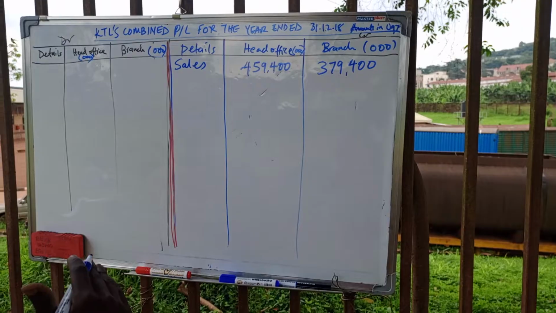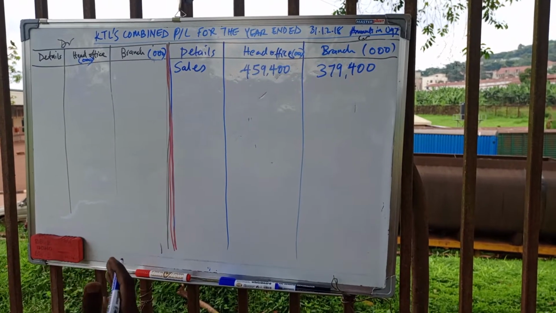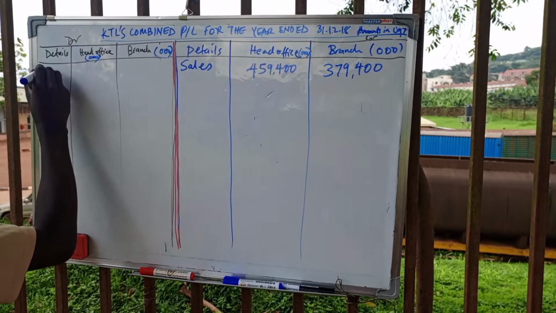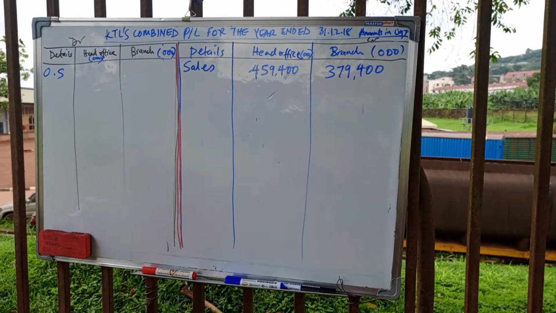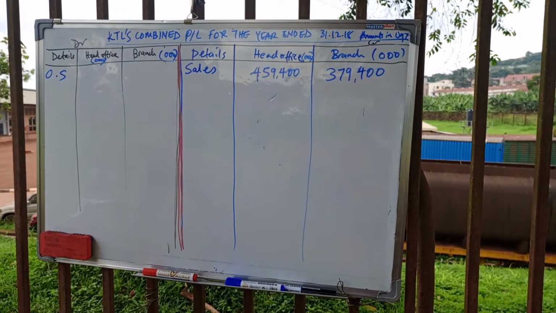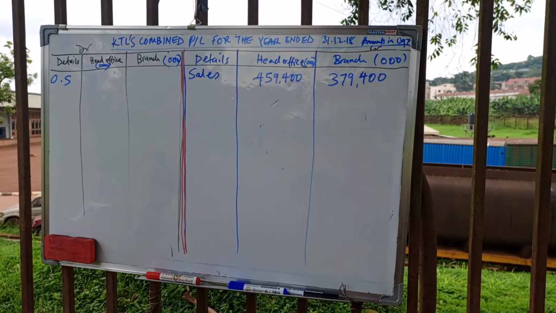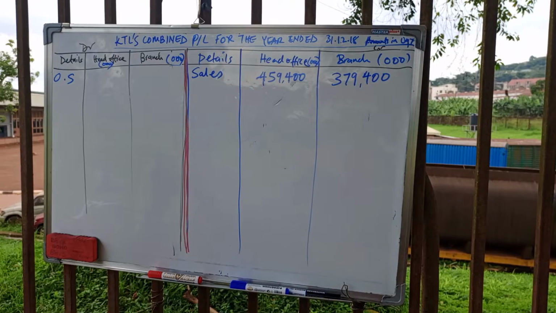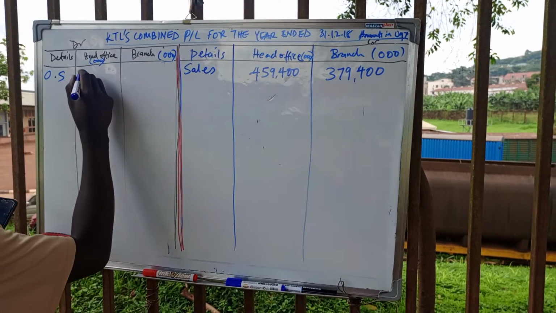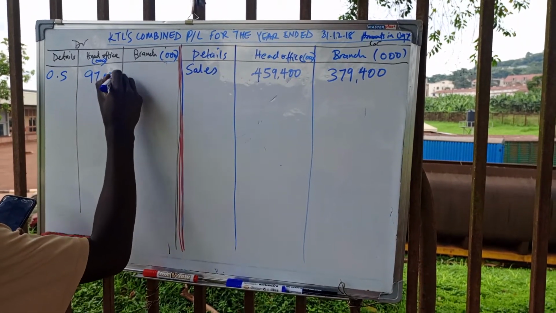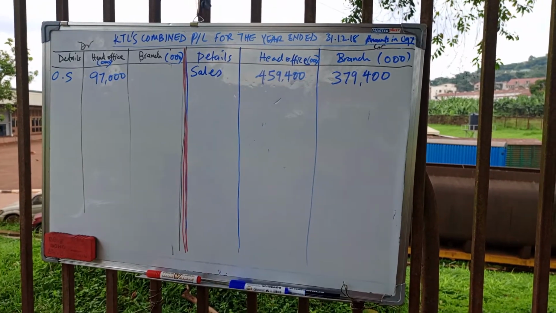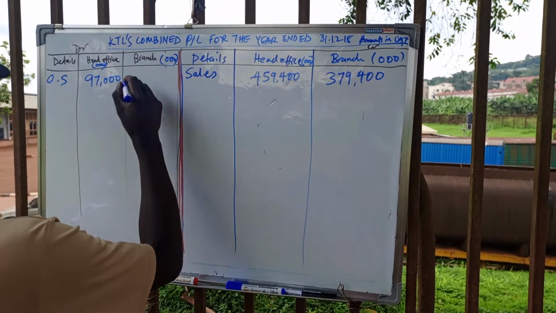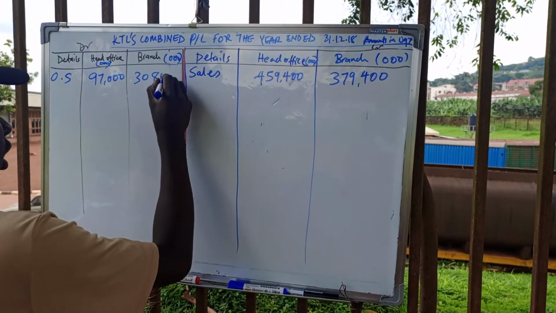So in our income statement, we start from the sales, then we go to the part for cost of sales. And cost of sales starts from opening stock. Stock is an asset which must have a debit balance. So I go this side, I put opening stock. I check for the head office. What's the opening stock at the head office? When you check our trial balance, opening stock is 97 million. So this is 97,000. When you check at the branch, the opening balance of stock is 30,800,000.